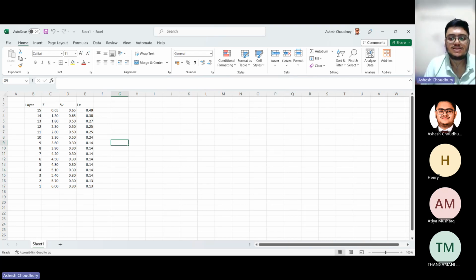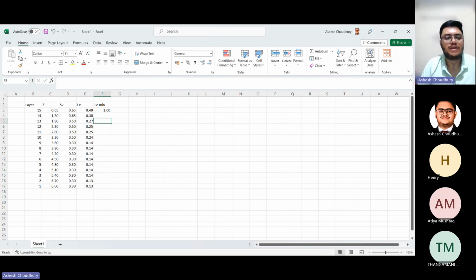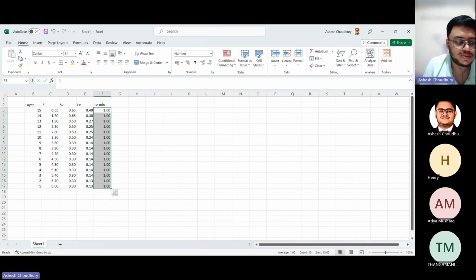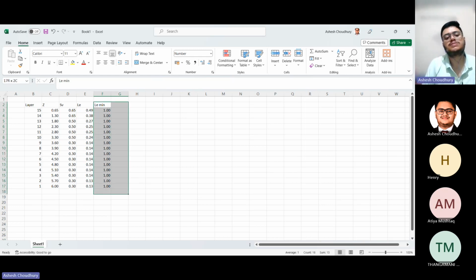Okay, so these are the LE values, but what is the LE minimum? LE minimum, as you know, should be 1 meter. These LEs are coming less than LE minimum, isn't it? So we need to provide this minimum embedment length. The calculated embedment lengths are coming to be less than the minimum required, so we need to provide for this minimum embedment value.